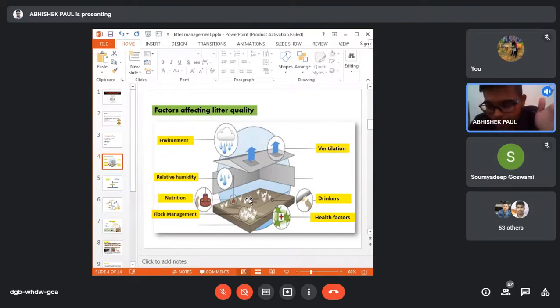If there is overcrowding, meaning you are keeping more birds in a house, then what will happen? The litter, meaning the dropping material or the feces, will be more. The amount will be more, then the litter material will get wet very easily. So these are all the factors. Please remember, these are all the factors which affect the quality of the litter material.